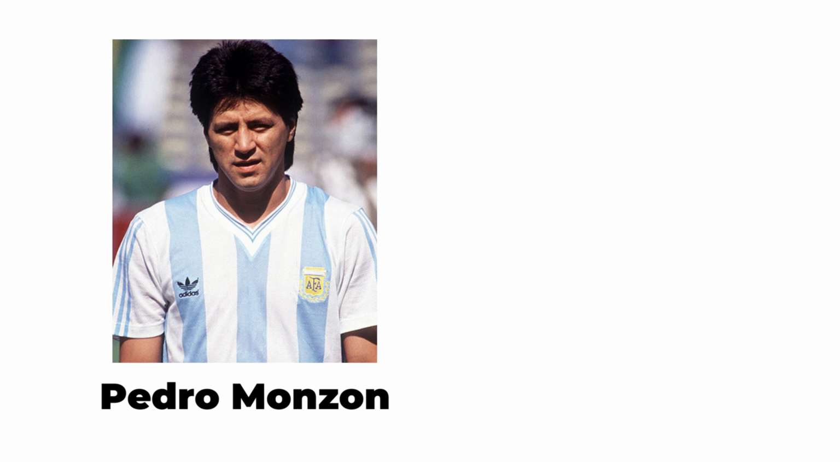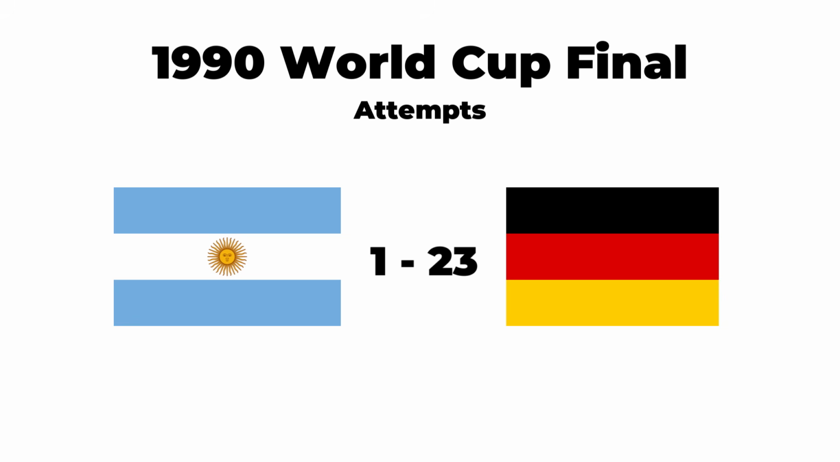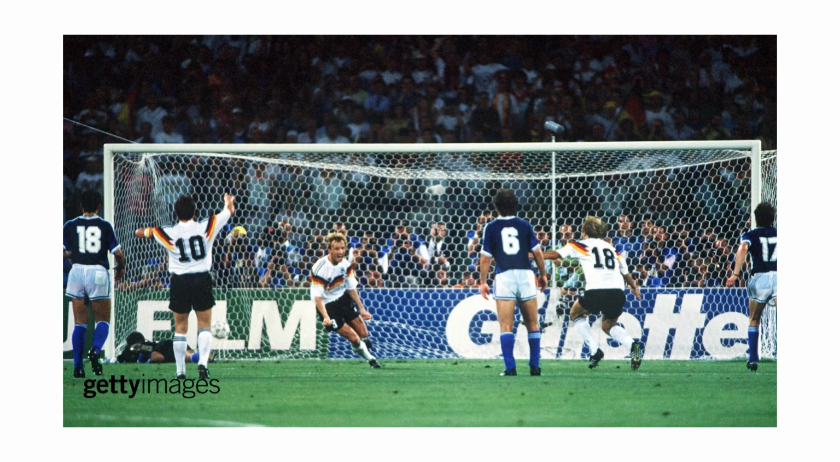The two players who were sent off are a defender Pedro Monzon and a forward Gustavo Dezotti, both playing for Argentina. West Germany had a huge advantage during the entire match, and they finally converted it in the 85th minute. How, you may ask? Of course it was a penalty, scored by left wing-back Andreas Brehme.